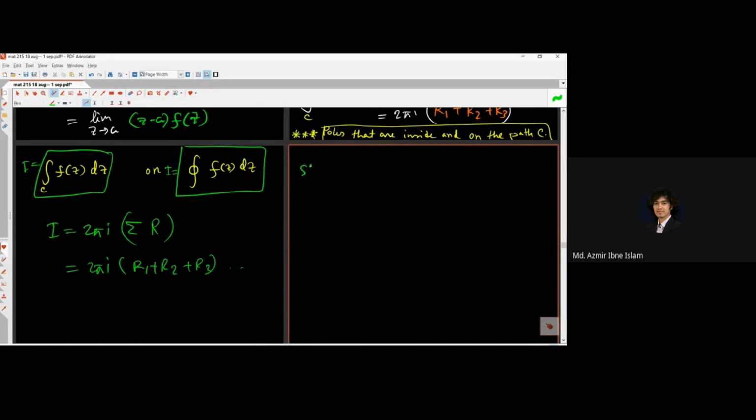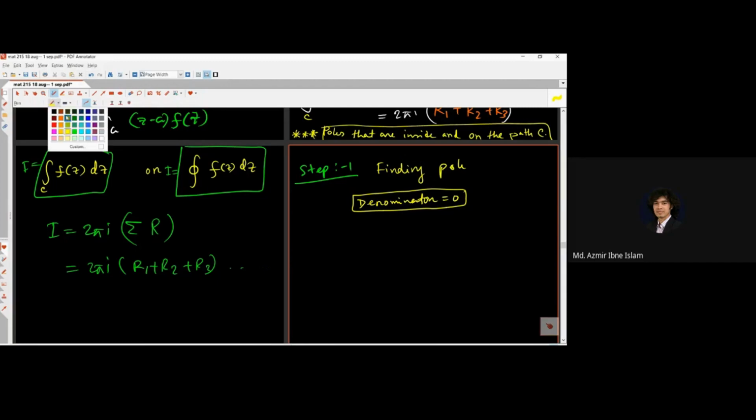So step 1, try to find the poles. Finding poles. And you know how we can find poles? The formula is denominator equal to 0. Is that okay? We have already discussed how to find the pole. And at the same time, in step 1, try to note down the order m for every pole. Clear?